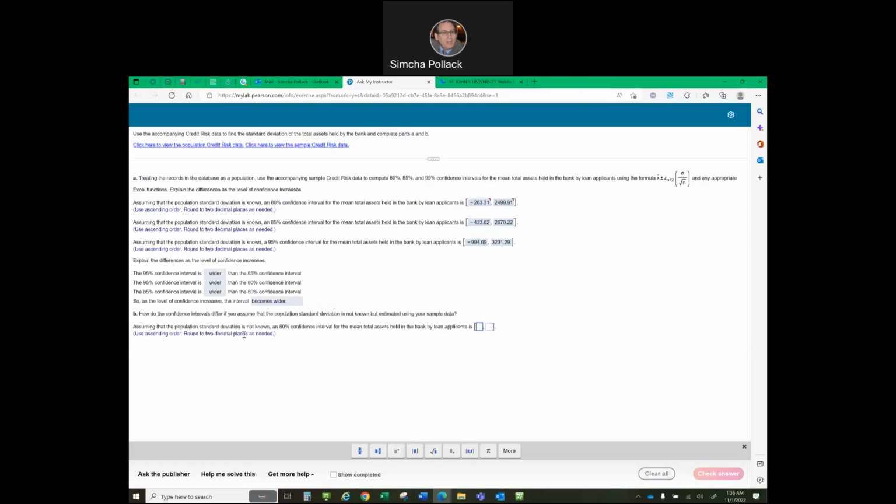Question is, which one are we going to be using? The first one or the second one? Is it the population credit risk or the sample credit risk? I'm not sure what they mean. Assuming the population is not known, the mean total assets held is, well, I'm going to assume we're talking about the second data. That's even easier.